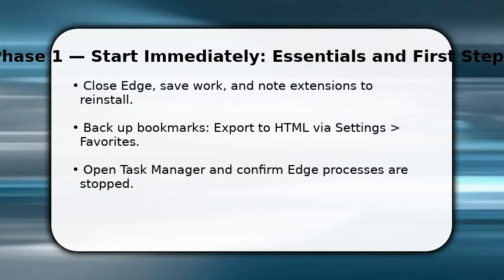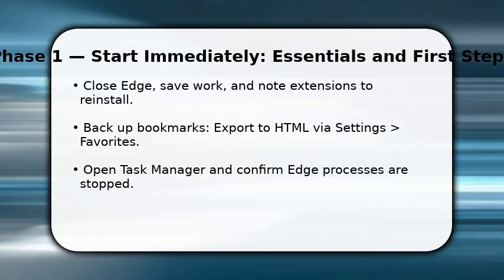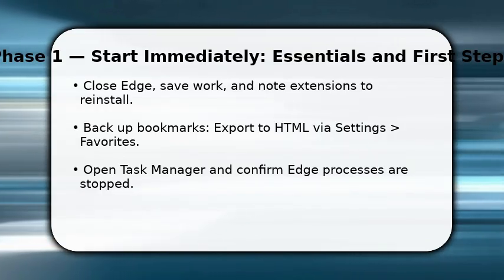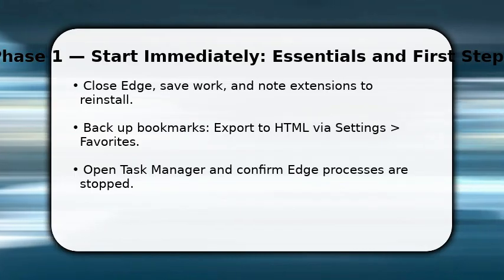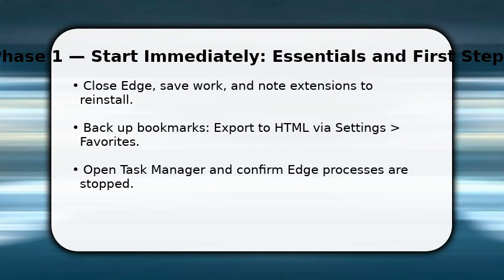Enjoy the video. You begin by closing Edge and saving any open tabs. This prevents data loss. Once done, export favorites to an HTML file so you can restore them. Now open Task Manager and end any lingering Edge processes. This clears locked files. Next, make sure Windows is up to date. Updates often fix stability problems. Finally, note which extensions you use so you can reinstall only needed ones. These steps remove common blockers before the repair actions that follow.